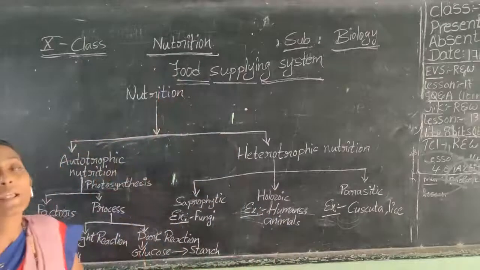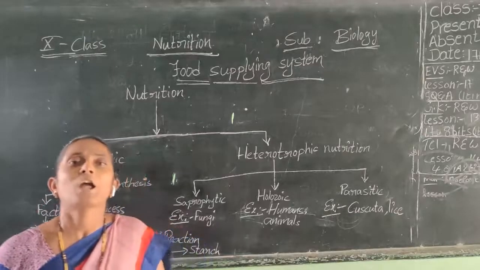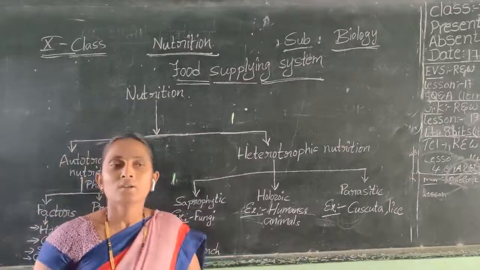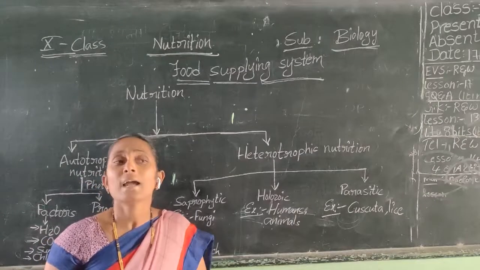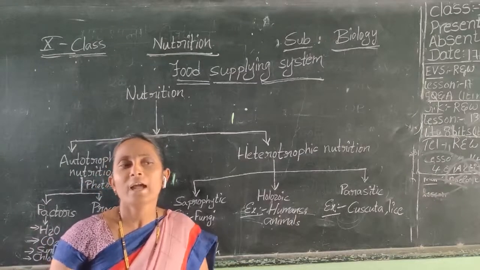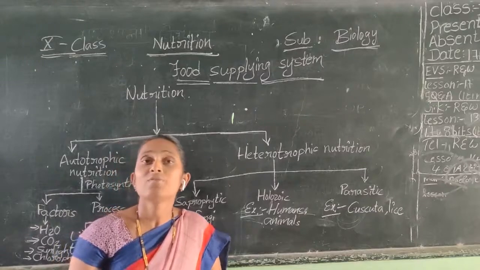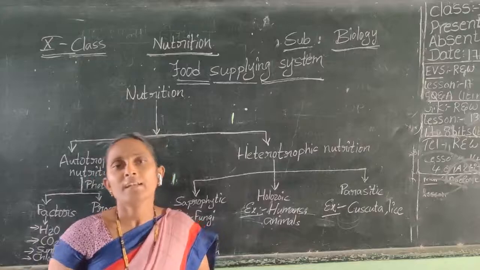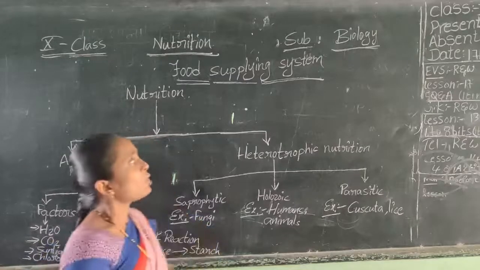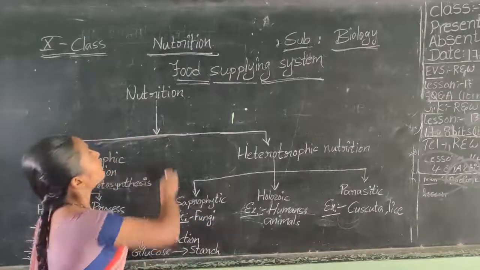So the food supplying system. For example, how to get energy. For lifting, for walking, for running, whatever it may be, we need energy. How are we getting energy? When we consume food, then only we will get energy. So now I'd like to explain about nutrition.